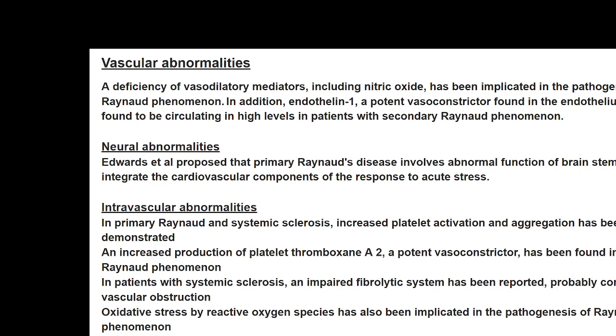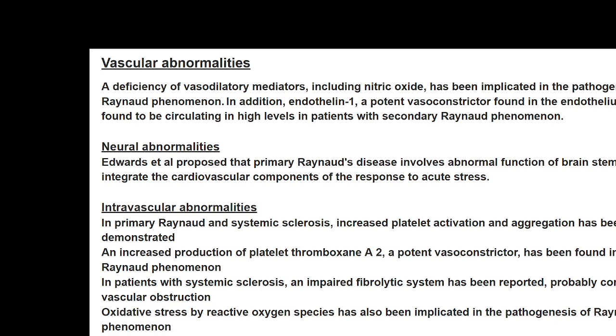Now, in all these conditions, particularly we will be focusing on the primary Raynaud phenomena. In secondary Raynaud phenomena, there is no need of specific treatment for the Raynaud, and whatever we now consider is not so much relevant. Of course, partially they are relevant too. The other causes are vascular abnormalities, such as a deficiency of vasodilatory mediators.